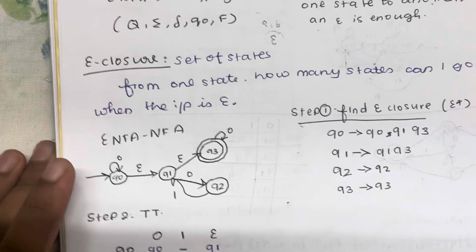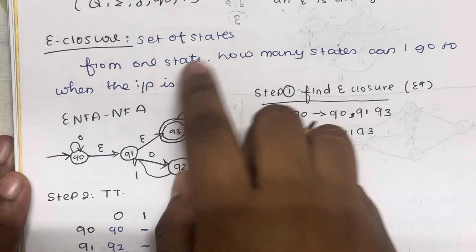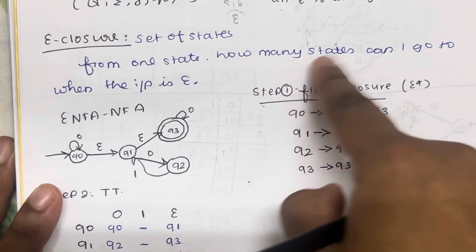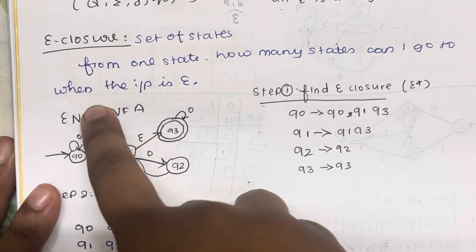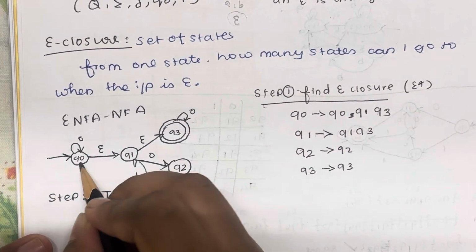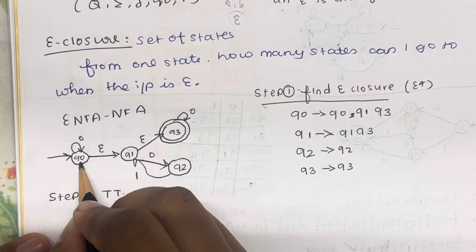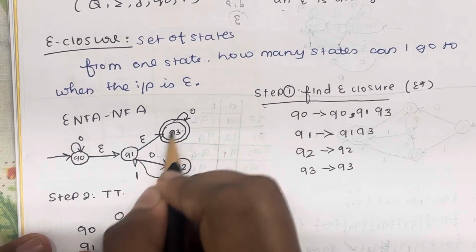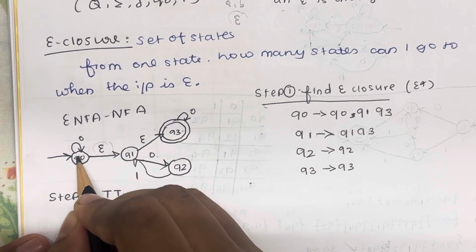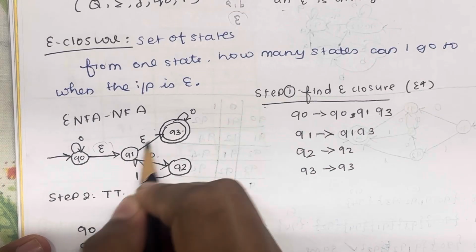Okay, and epsilon closure means it's the set of states. So from one state, how many states can I go to where the input is epsilon? From Q0, how many states can I go to where only the input is epsilon? From Q0, you can go to Q0, you can go to Q1 and Q3.